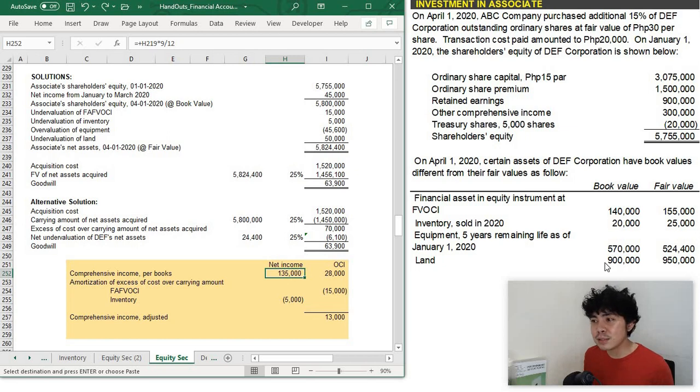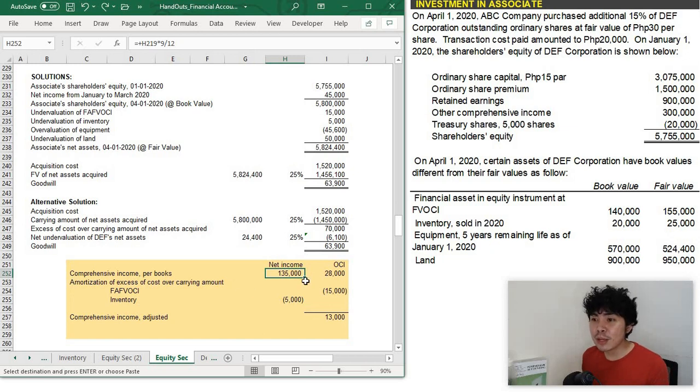Based sa anong value? Based dito sa 570,000 pesos. So, again, yung depreciation na ginamit ni associate para makompute niya yung net income na 135,000 pesos ay based sa book value na 570,000 pesos as of April 1, 2020. Pero syempre, again, sa point of view natin, hindi iyon yung value ng equipment on April 1. Ang value ng equipment is 524,400. Ibig sabihin, kung magko-compute tayo ng net income ni associate, gamit yung depreciation ng equipment ni associate, dapat based yon sa value na 524,400. Ito dapat yung ide-depreciate.